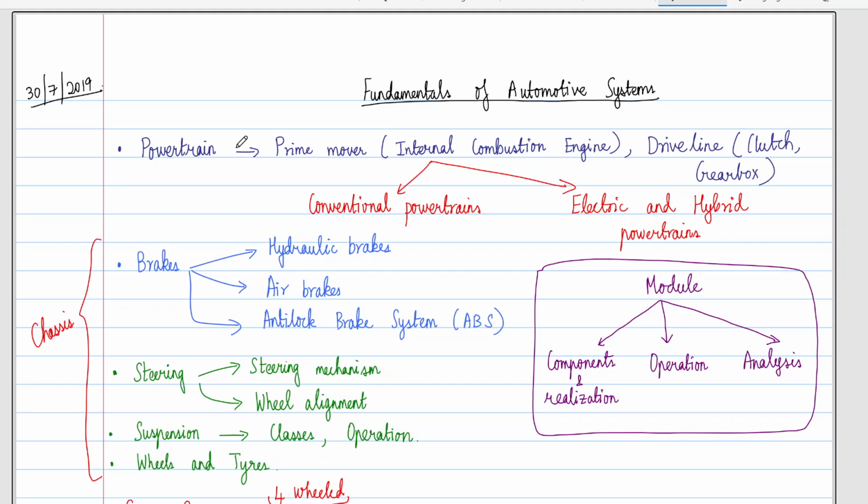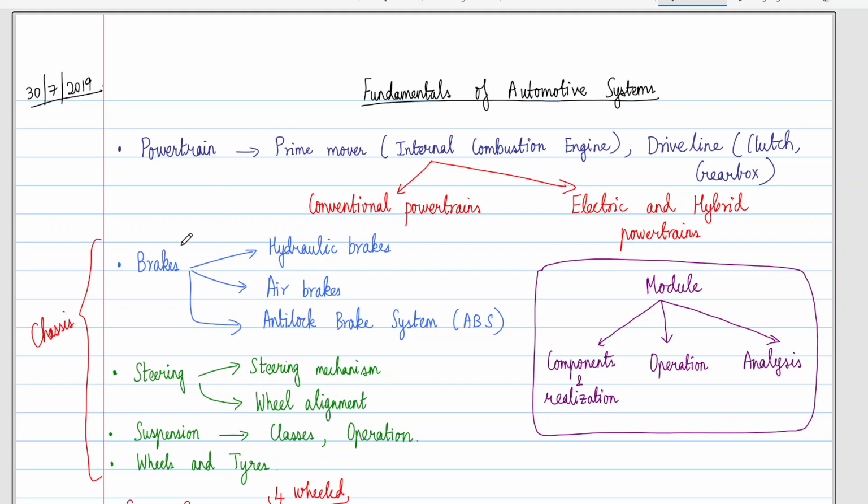Once an engine starts and generates power, it has to be transmitted from the engine to the wheels. In that, various components like clutch, gearbox, and drive shafts would come in, which would finally take the power generated at the engine and take it to the wheels.